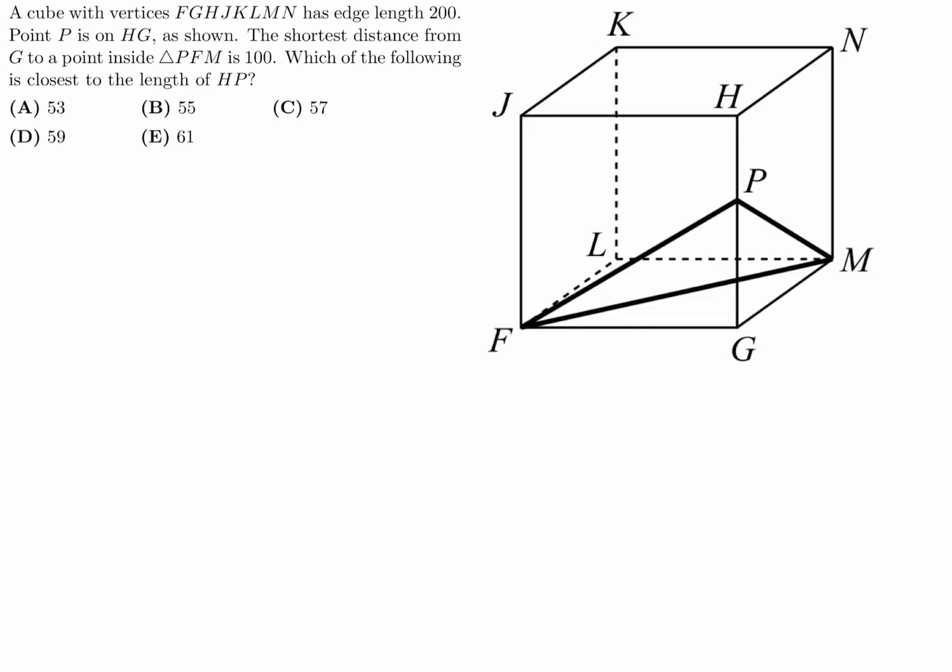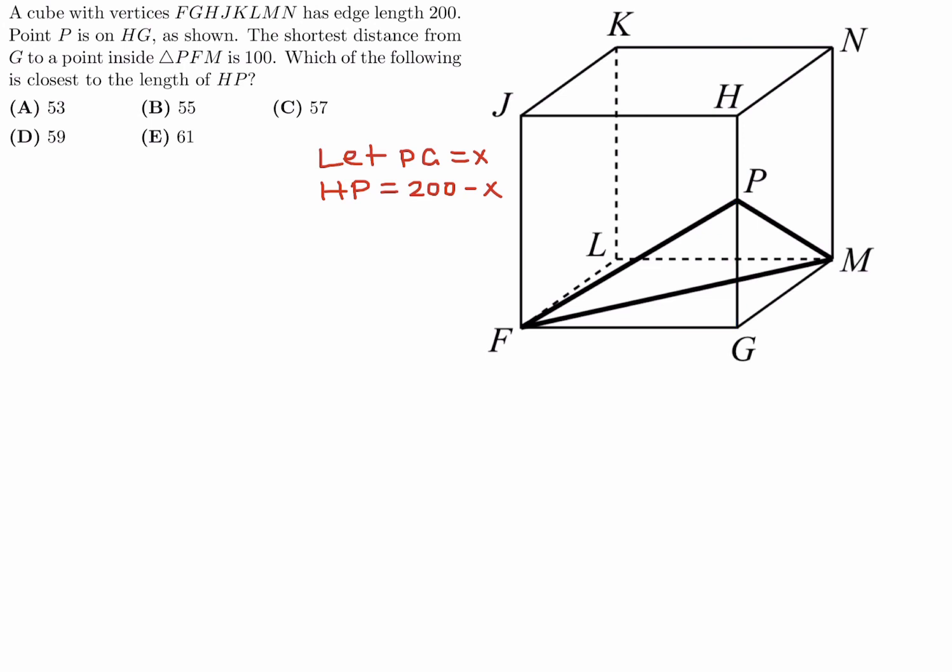Let's start off with a little bit of labeling. PG is what I have to figure out, because that will allow me to eventually figure out HP. So I'm going to let PG be X. And therefore HP, which is what I have to figure out at the end, will be 200 minus X, since the edge length is 200. And then now I'm going to try to figure out some lengths. Some of these are going to be in terms of X since PG is being called X.